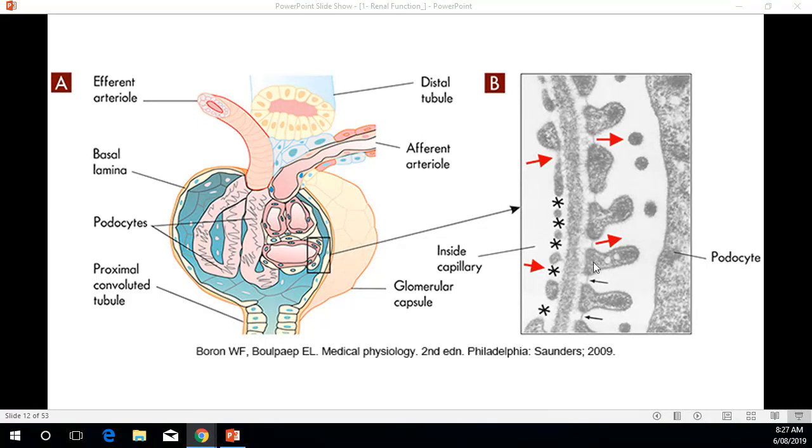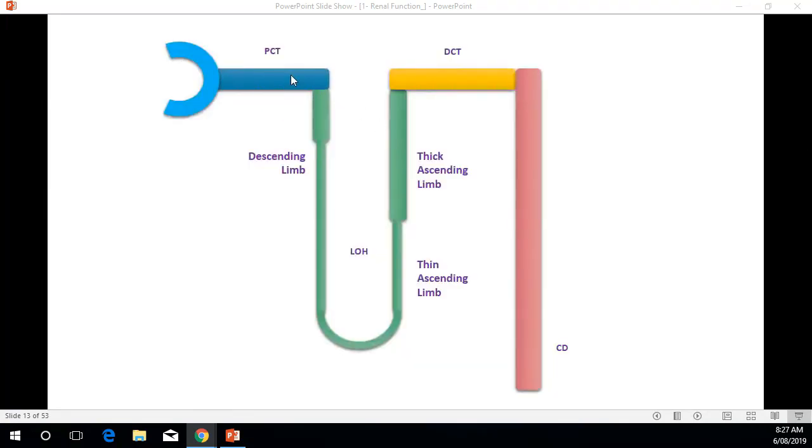So this filtration membrane provides a selective barrier, allows water to filter through, ions to filter through, and only small molecules to filter through. Now, coming back to the schematic diagram of the nephron: proximal tubule, loop of Henle, different limbs, distal tubule, and collecting duct. If you put it in context, this is where the filtration occurs. The filtrate comes into the Bowman's space, then it flows into the proximal tubule, and so on.